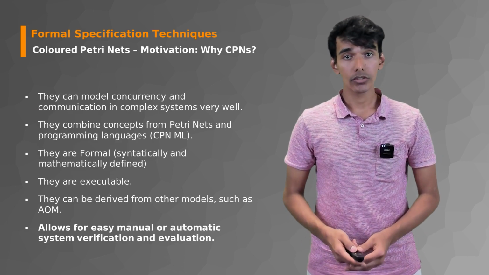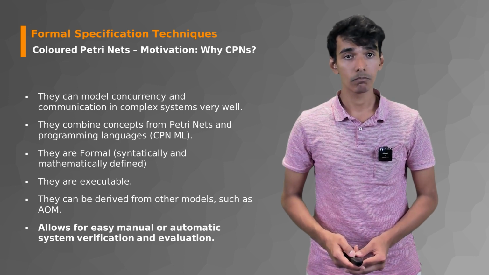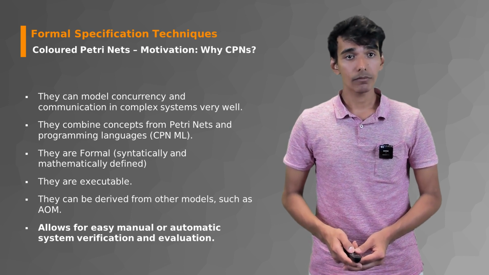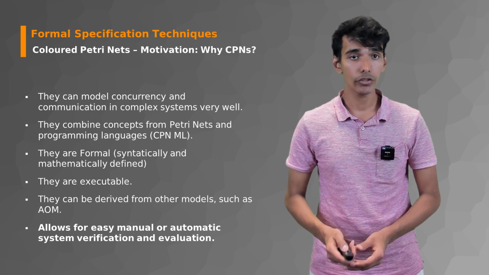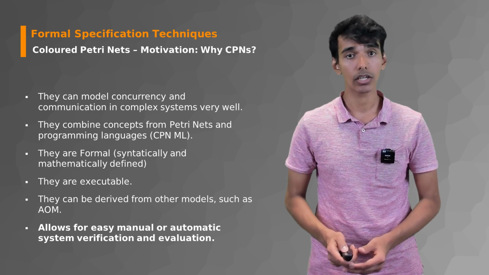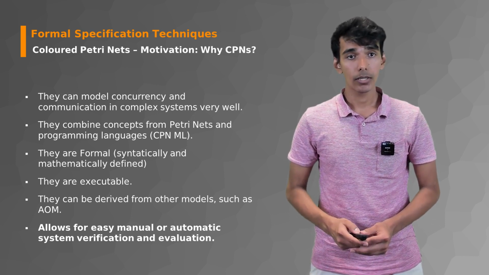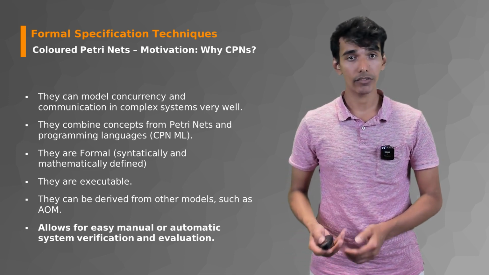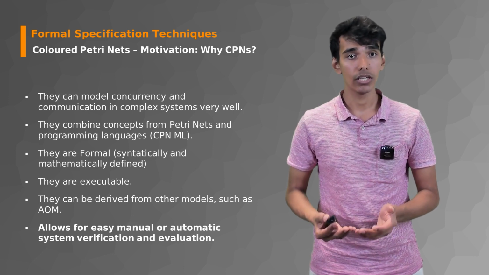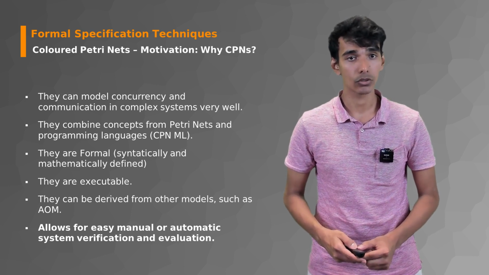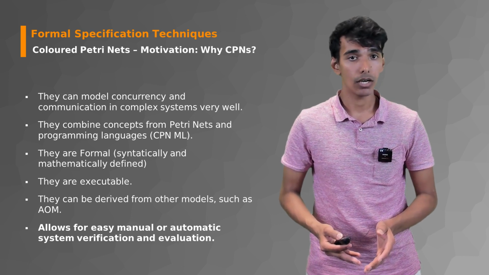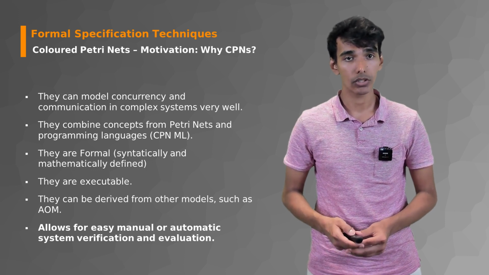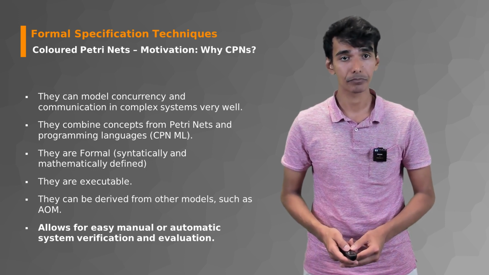So first we start with colored Petri nets. So why are we focusing on colored Petri nets? The reason is that colored Petri nets are very, very good at modeling concurrency and communication in very complex systems. They combine the concepts from Petri nets and programming languages to have a robust understanding of synchronous events happening in your system. So if you're familiar with Petri nets from other mathematical courses, then you are probably going to be in a good place when it comes to understanding colored Petri nets.